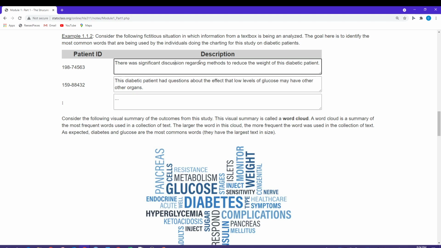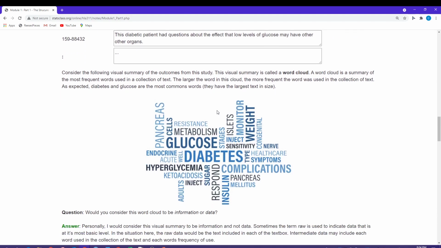One thing we might do with data of this type is we might create a word cloud. And a word cloud is simply just a visual summary of the most frequent words used in a collection of text.